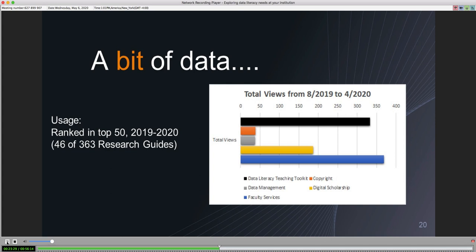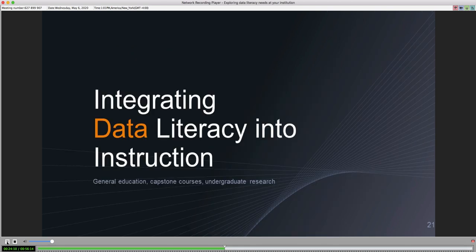Just a little bit of data about our data literacy toolkit. Of our 363 research guides, this LibGuide was ranked in the top 50 for this year, so it was used pretty well. That's including all of our different class LibGuides. And looking at just the total views for faculty-related LibGuides, it's the black line, so it was used second most after just the general faculty services one. And you can see the gray line, which is a lot smaller, that's data management. So the data literacy teaching toolkit was a lot more interesting to our faculty, or at least viewed a lot more than the data management LibGuide. So the next step after doing our assessment was starting to integrate data literacy into library instruction.